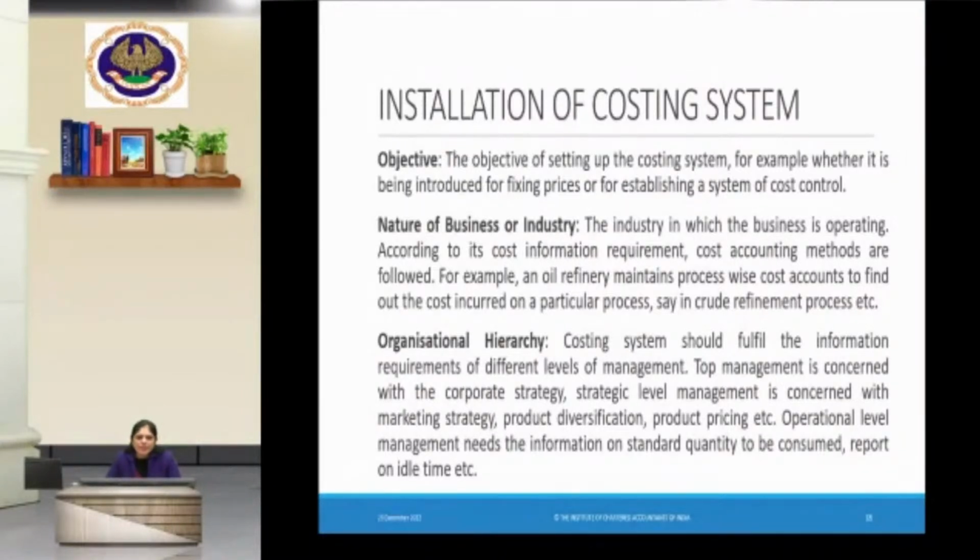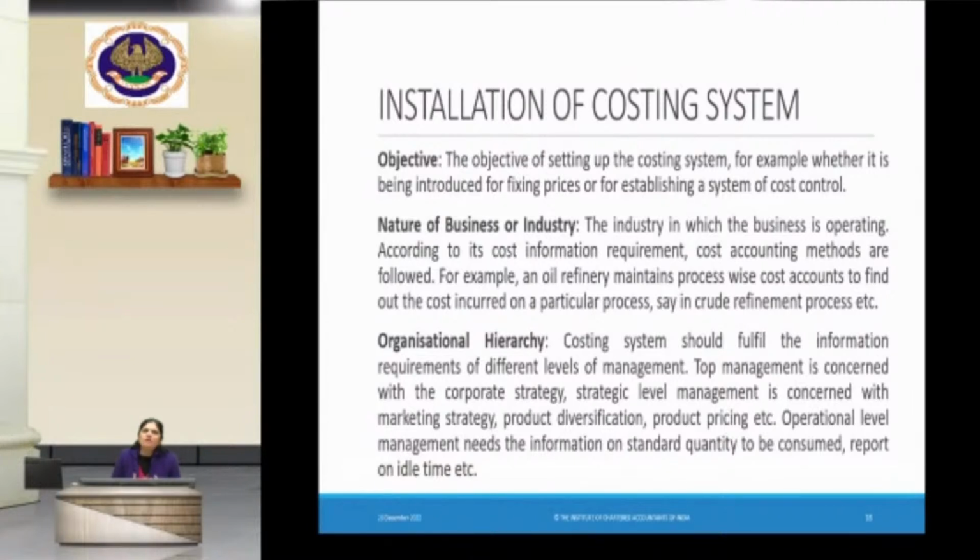So very quickly. The objective of setting up the costing system, for example, whether it is being introduced for fixing prices or for establishing a system of cost control. So basically, we should understand whether this system is to fix the prices or for cost control. For cost control, certain other mechanisms have to be installed in the system. All right. Nature of business or industry.